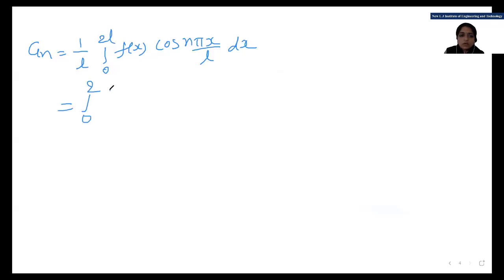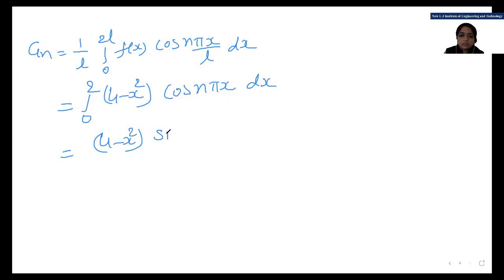f of x is 4 minus x square, cos n pi x, and the value of L is 1, so no need to write 1 in the denominator, into dx. Now applying Leibniz rule, 4 minus x square, keep it same. The integration of cos n pi x is sin n pi x upon n pi, right?